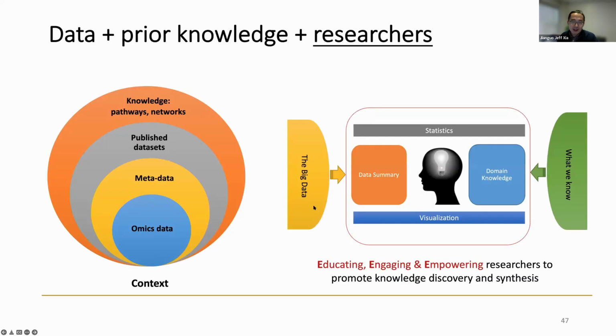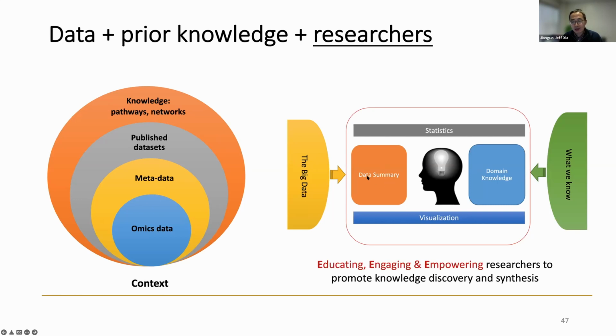So this is my final slides. Hopefully, it's the last two slides. I'm not going to present my case study. This one is about how we understand our data. This is omics data, metabolomics, transcriptomics. Then there's metadata, clinical metadata. There's published data, and there's knowledge: pathways, networks, which more senior people probably have more of.